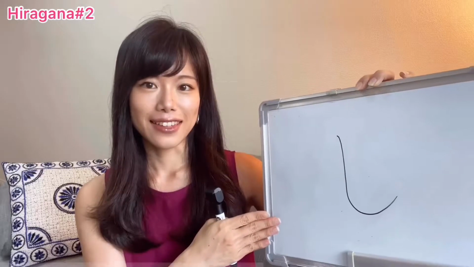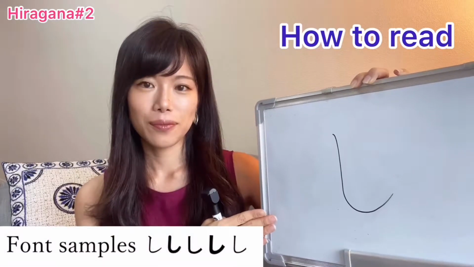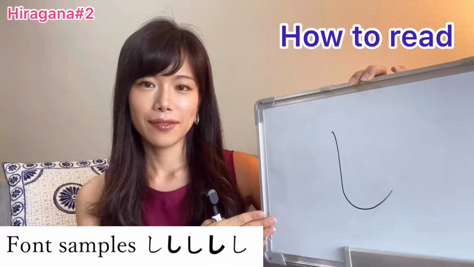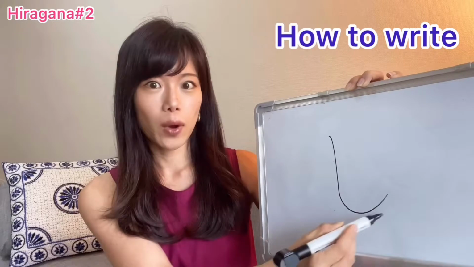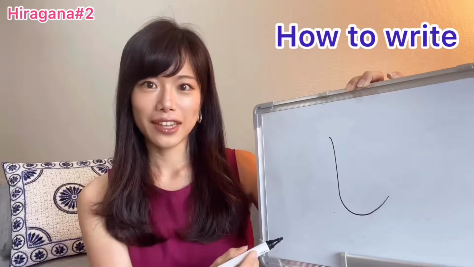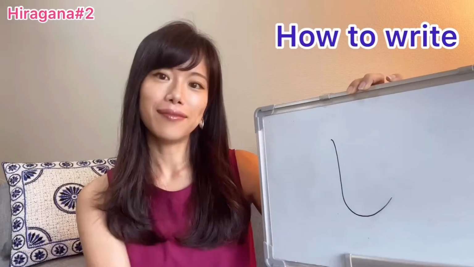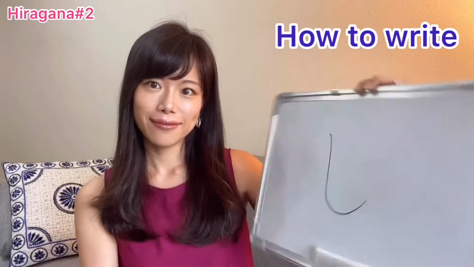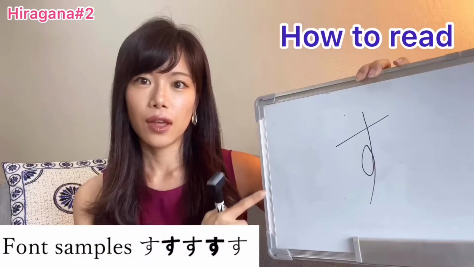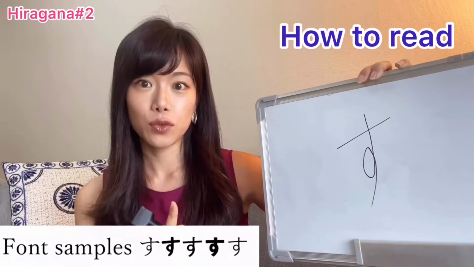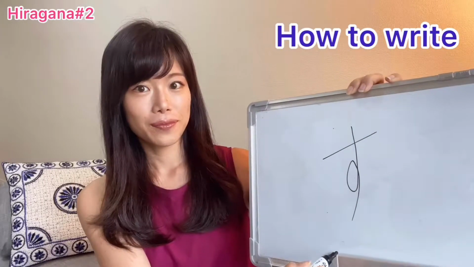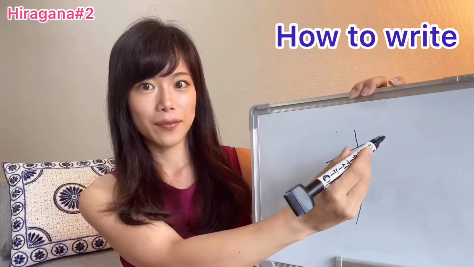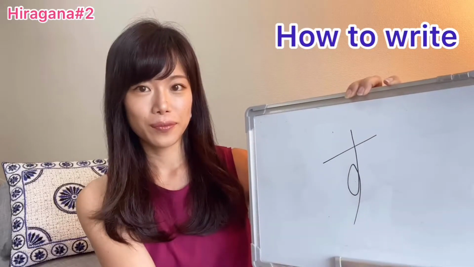Okay, next. This is shi. Shi. This is very simple. How to write shi? 1. Once again. 1. Shi. Su. Su. How to write su? 1, 2. Once again. 1, 2.